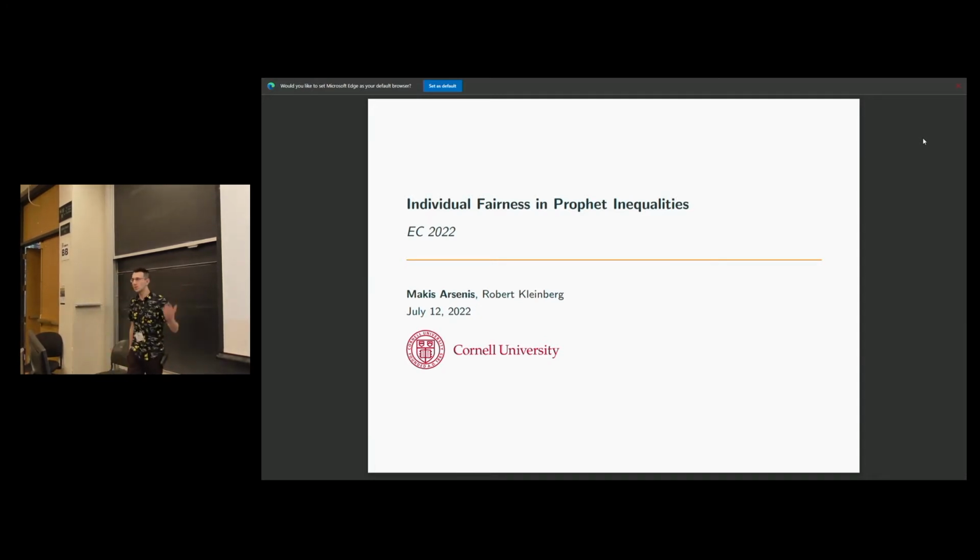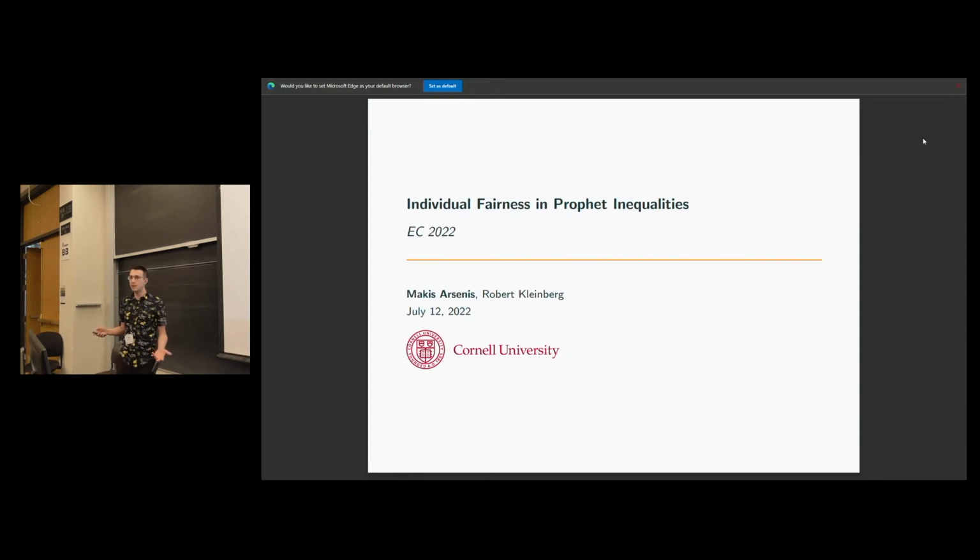This is joint work with my advisor, Kleinberg, who's in the audience. And before I dive into the profit inequalities part, let me talk to you a little bit about fairness. We design algorithms, and especially in the economics and computation community, those algorithms make decisions that affect real people. So it's very important to make these decisions be fair to individuals, okay?